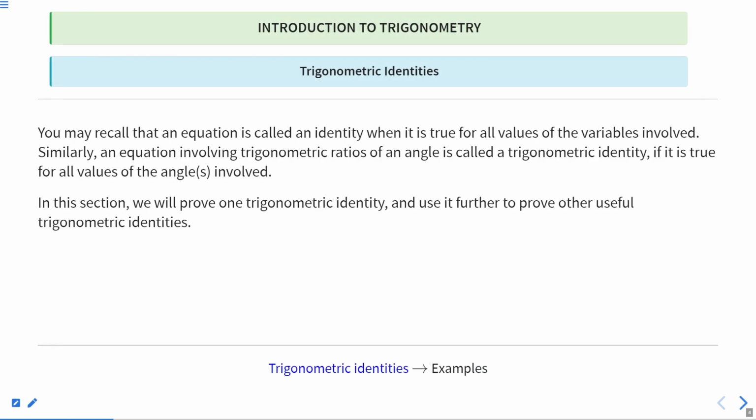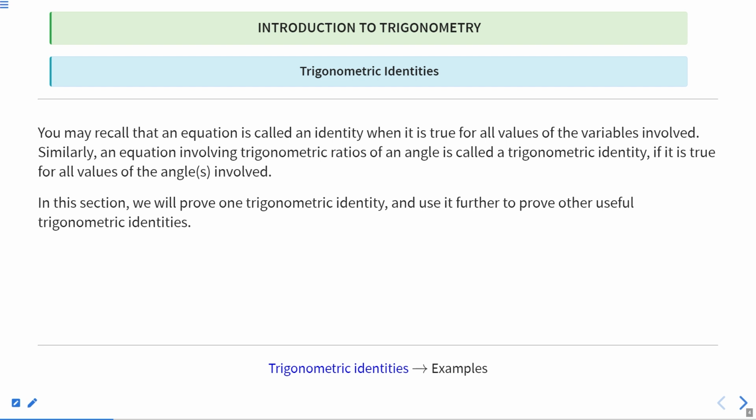So let's get started. You may recall that an equation is called an identity when it is true for all values of the variable involved. Like (a + b) whole square is equal to a square plus 2ab plus b square. This is one of the identities that we have used in algebra. So this is an algebraic identity, since this is true for all values of variables a, b.